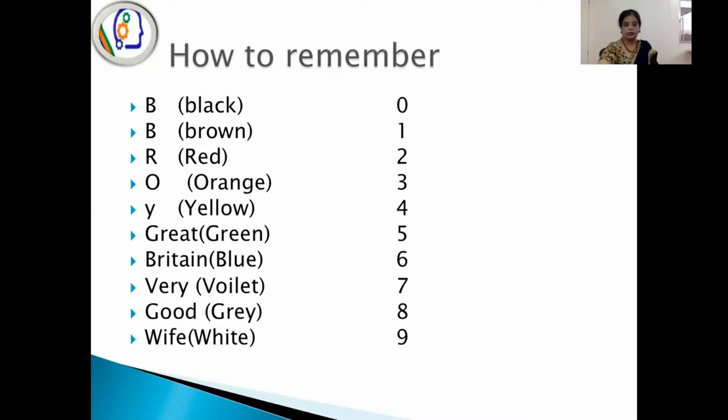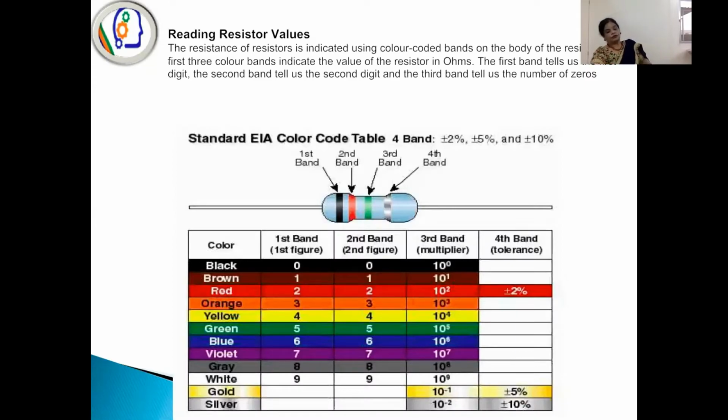Y is for yellow, four value. G is green, five value. Britain, blue, is six value, and then Very, meaning violet, is seven value. Gray is eight value. Then white is nine value. So each resistance has four bars, right?